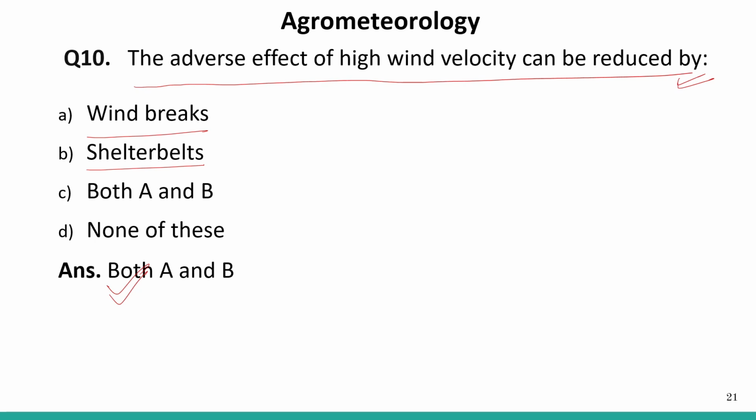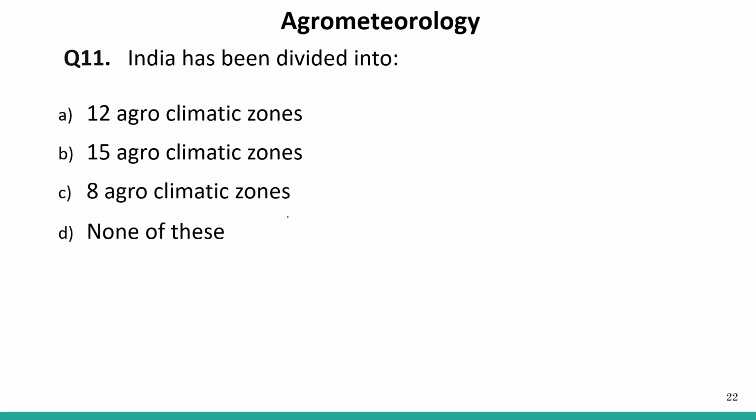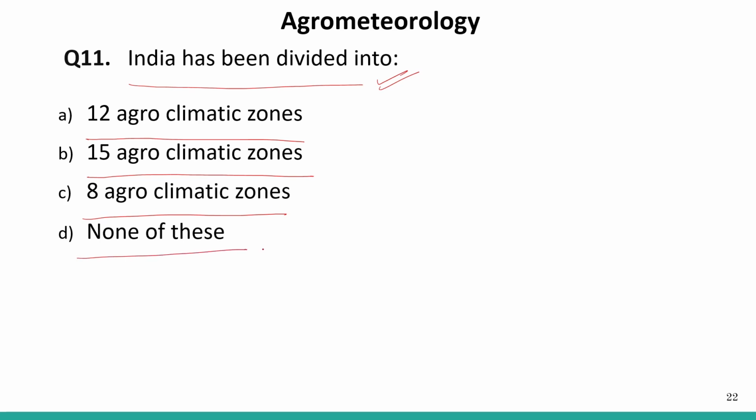So the correct answer is both A and B, that is the windbreaks and the shelter belts. Next question. India has been divided into how many agroclimatic zones? Okay, so this is also again a memory based question. 12 agroclimatic zones, 15 agroclimatic zones, 8 agroclimatic zones, or none of these, right?